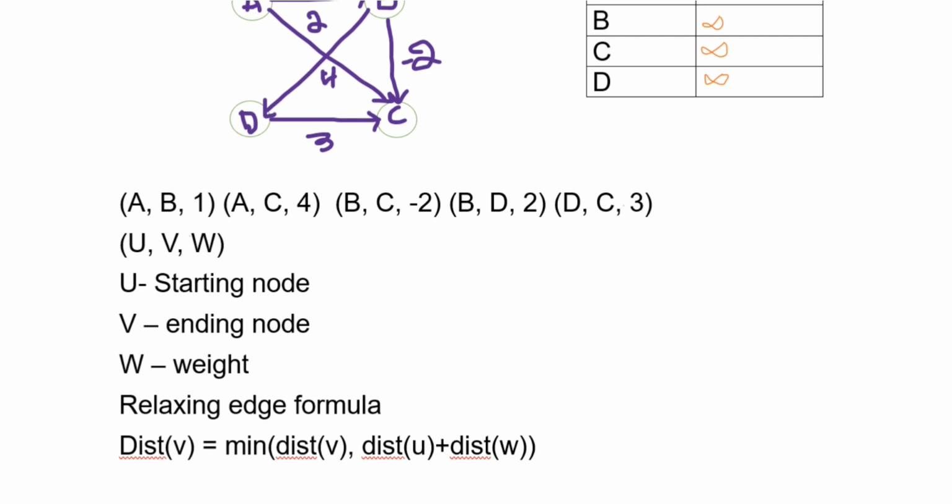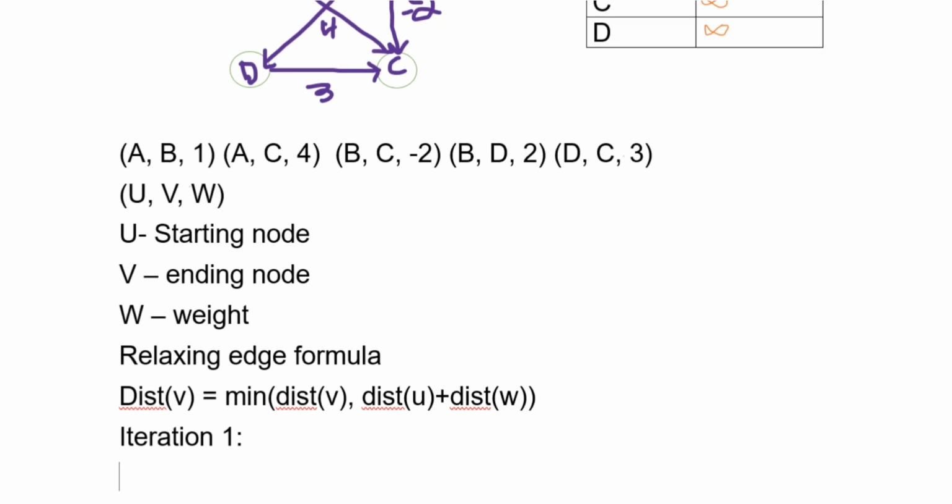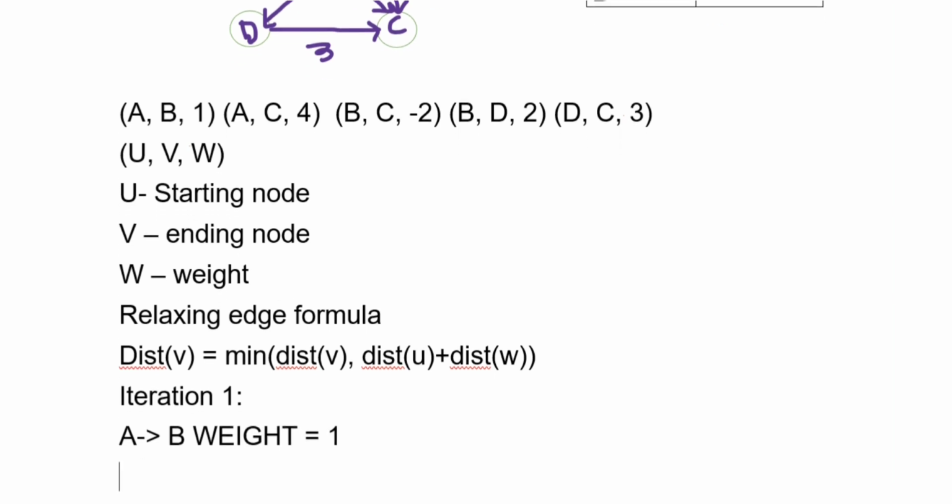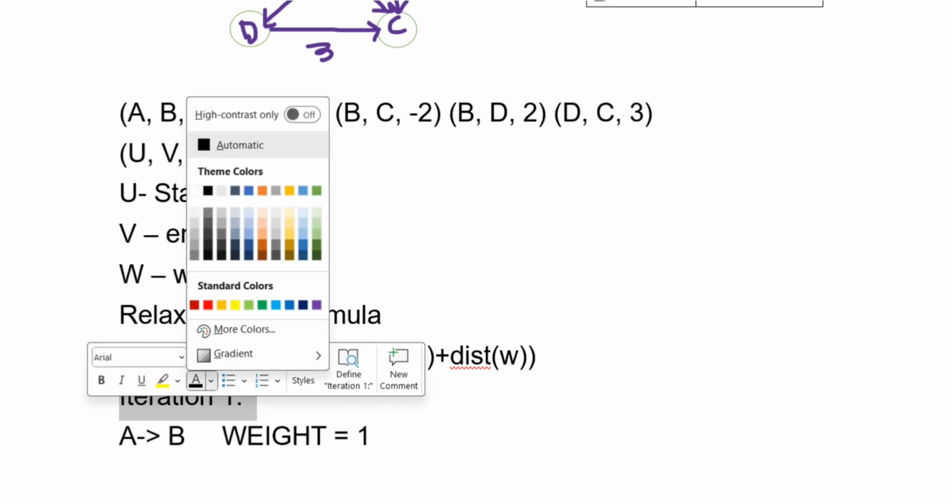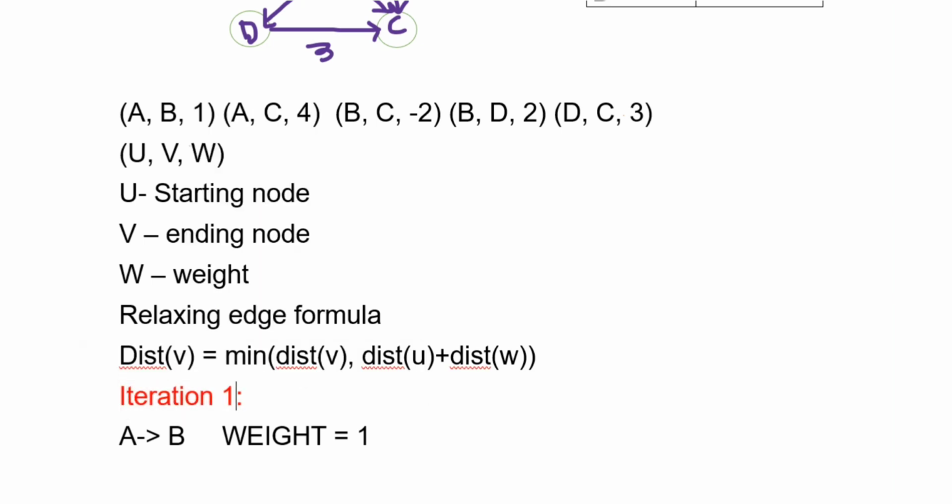Next, first we need to initialize the nodes. The first one is A, next one is B, the next one is C, next one is D. First we need to initialize A equal to 0 and all others to infinity. The edge is U, V, W. What is U? U is the starting node, V is the ending node and W is the weight.